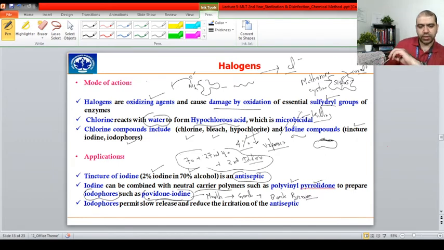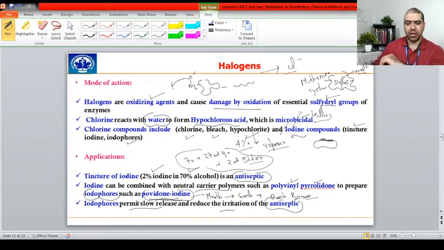Okay, so we'll find it given to the patients who have inflamed gums. So iodophores permit slow release, okay, and more slow release means more effective against the microbes, and reduces irritation. So it is particularly used as an antiseptic. Antiseptic, again, you remember that it is either good for skin or applied to the mucous membranes. So mucous membranes are present in our oral cavity. So that's why povidone iodine is prescribed for decreasing the inflammation of your gums. Okay.